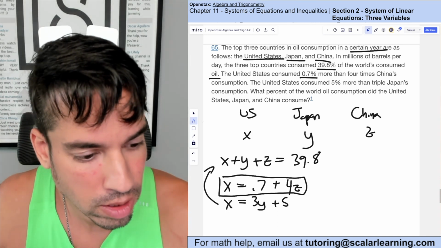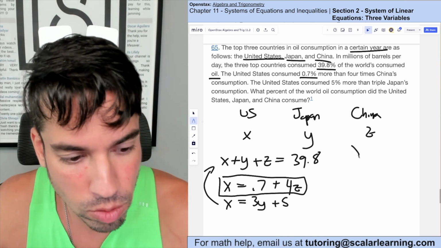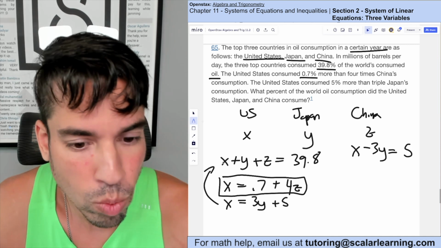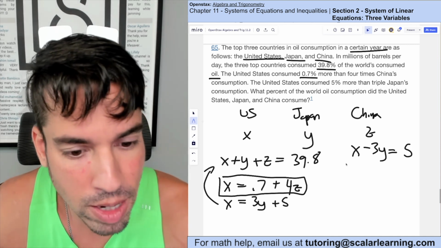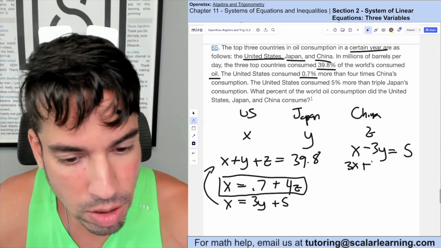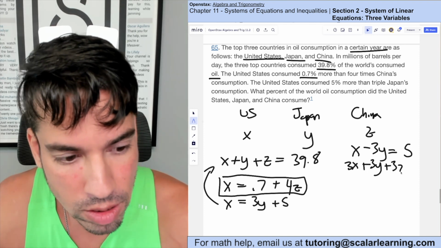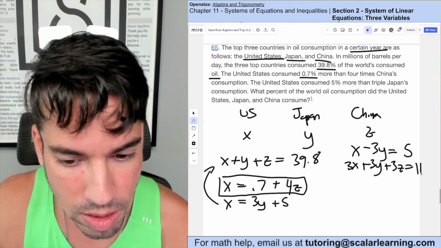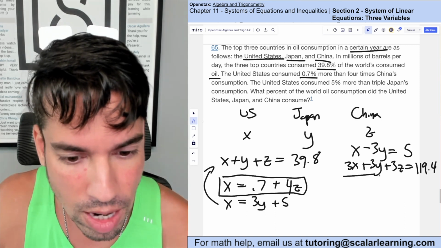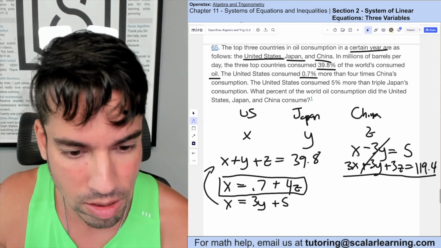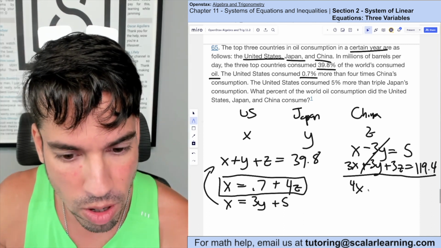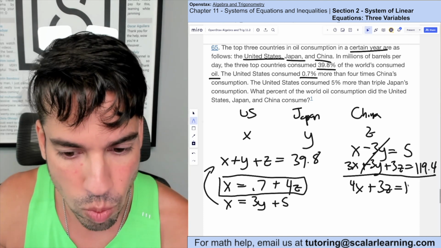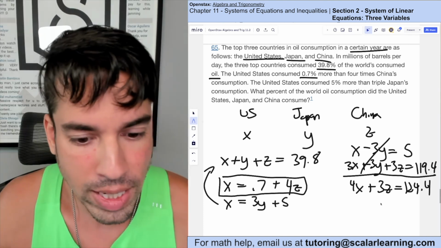So first, let's get this as X minus 3y is equal to 5 by subtracting 3y from both sides. And then if I want to cancel out the y's, I'm going to multiply this top equation by +3. So then I get 3x plus 3y plus 3z is equal to 3 times 39.8, which I think is 119.4. Okay, now we're going to add these together. That's going to cancel out. X plus 3x is 4x, so then we still got that 3z is equal to these two added together, which is 124.4.